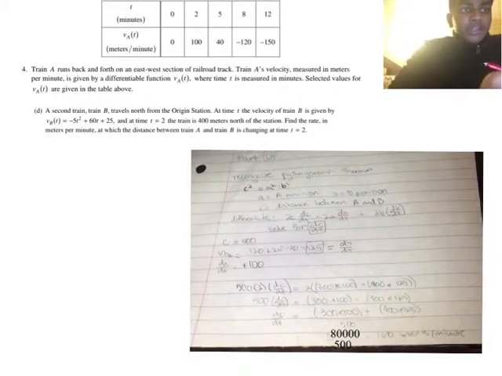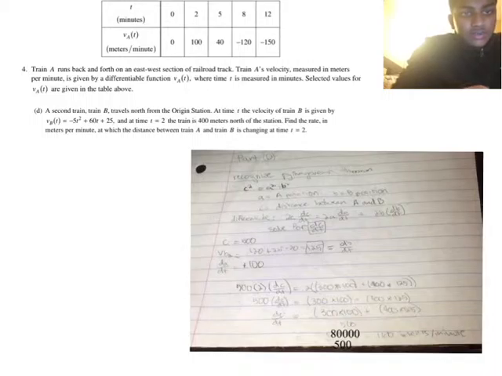Okay, now we move on to part D. Okay, here's how it goes. It says a second train, B, travels north from the origin station. At time t, the velocity of train B is given by VB of t equals minus 5t squared plus 60t plus 25. And at time t equals 2, the train is 400 meters north of the station. Find the rate in meters per minute at which the distance between train A and train B is changing at time t equals 2.